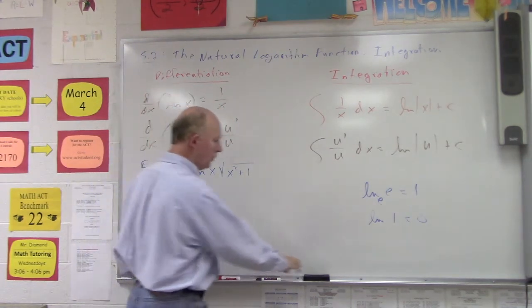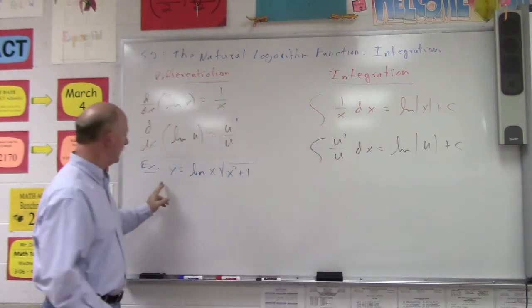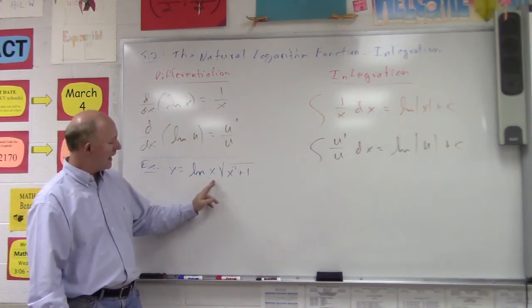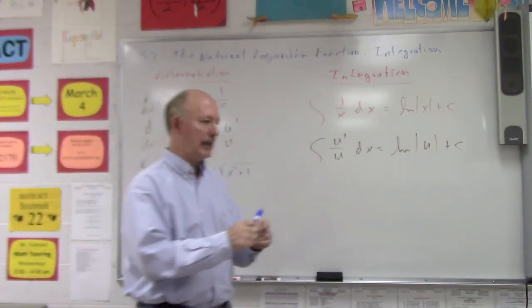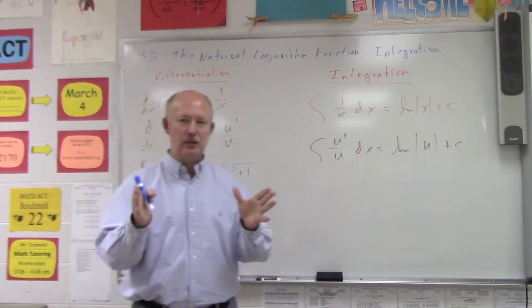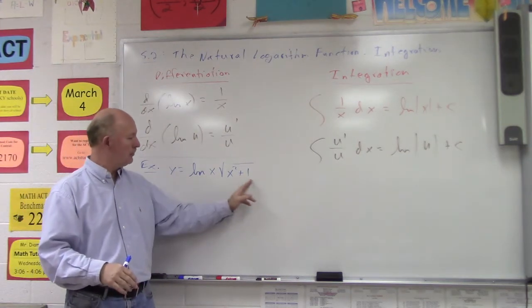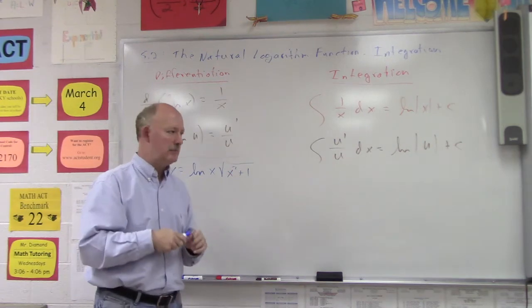Okay, let's erase these and do a little example of a derivative. Let's take the derivative of y equals natural log of x times the square root of x squared plus 1. When you're taking the derivative of a natural log function, one thing you've got to do is expand it. If you look at my natural log here, the natural log of x times this square root, we have to expand this before we can take the derivative. It makes it much easier.